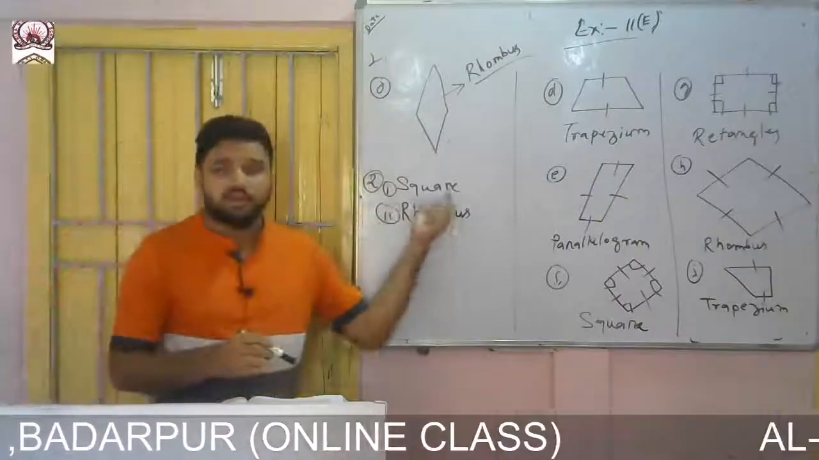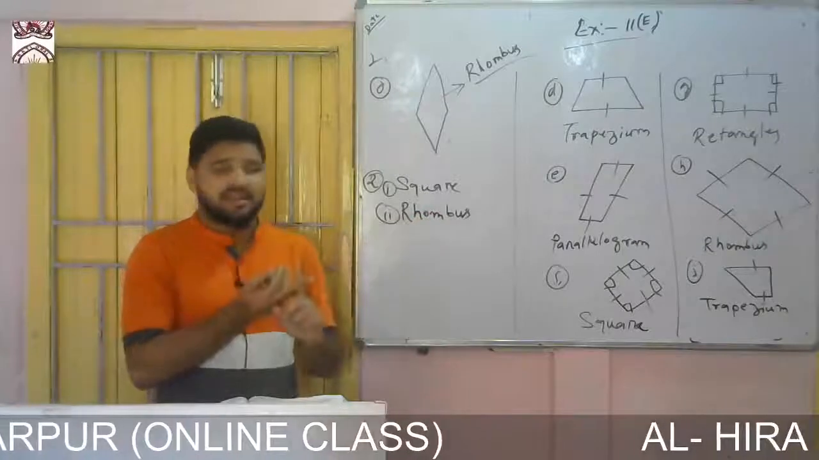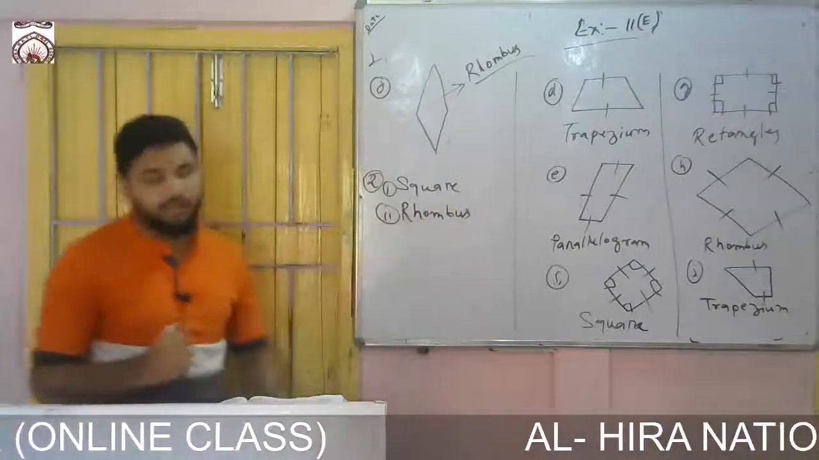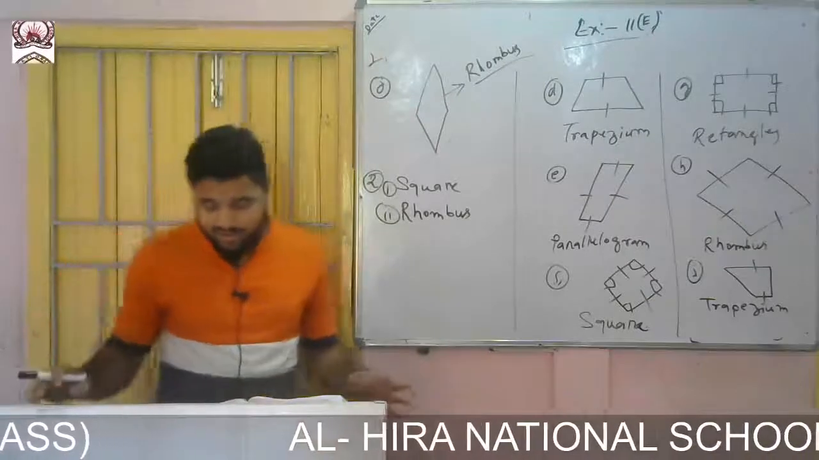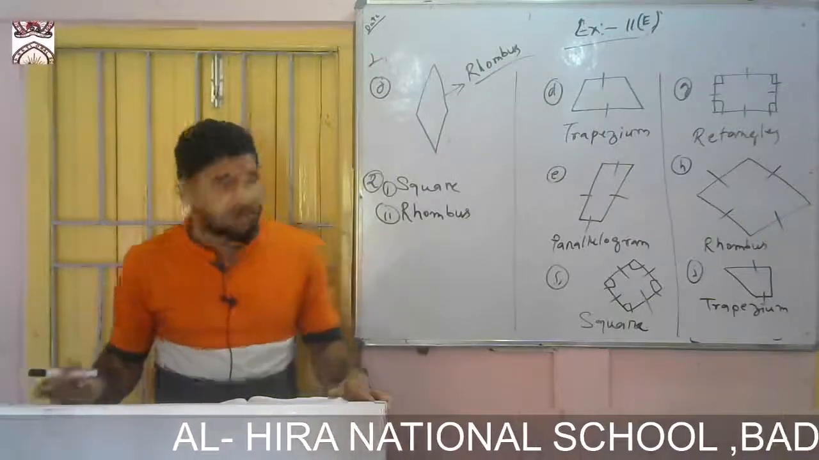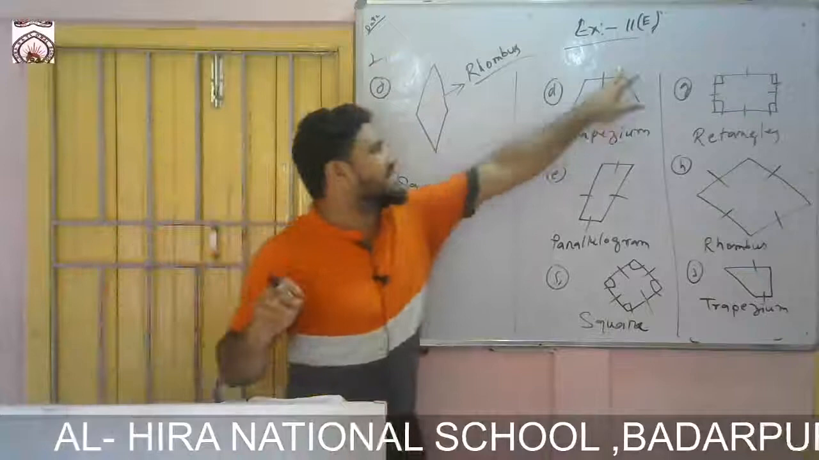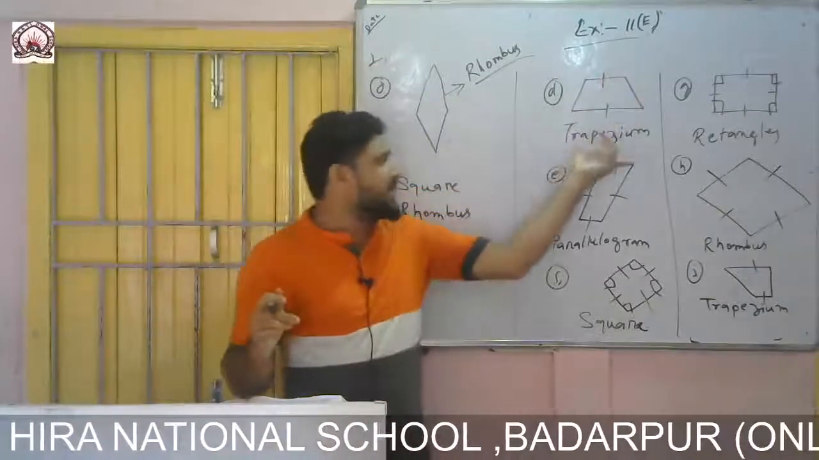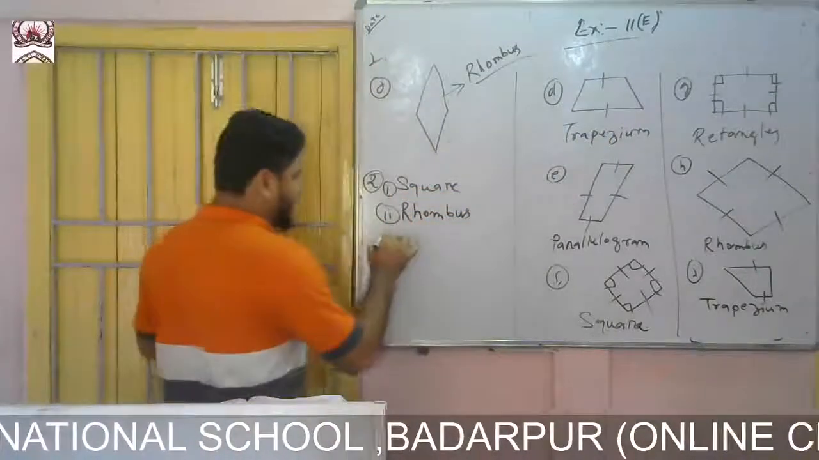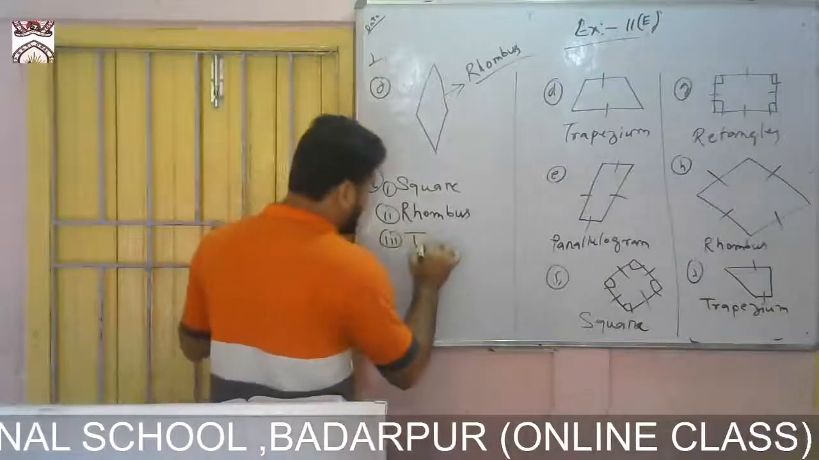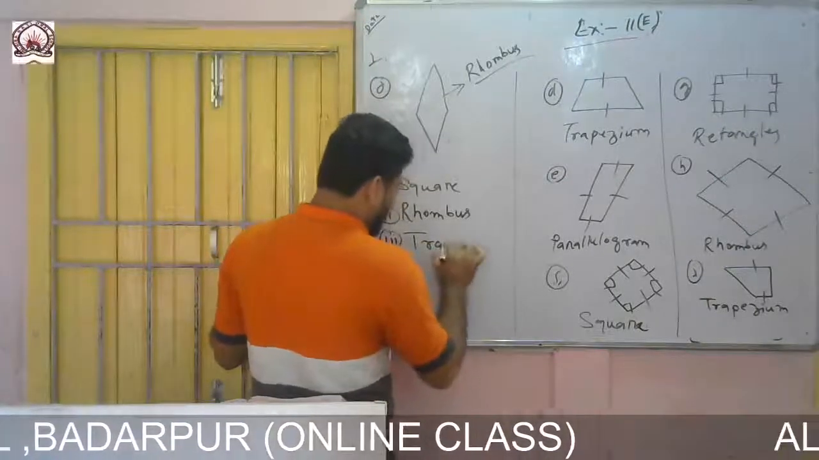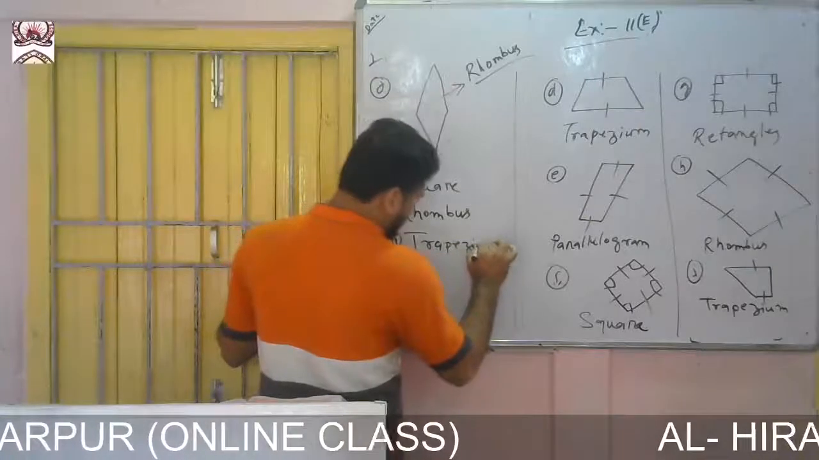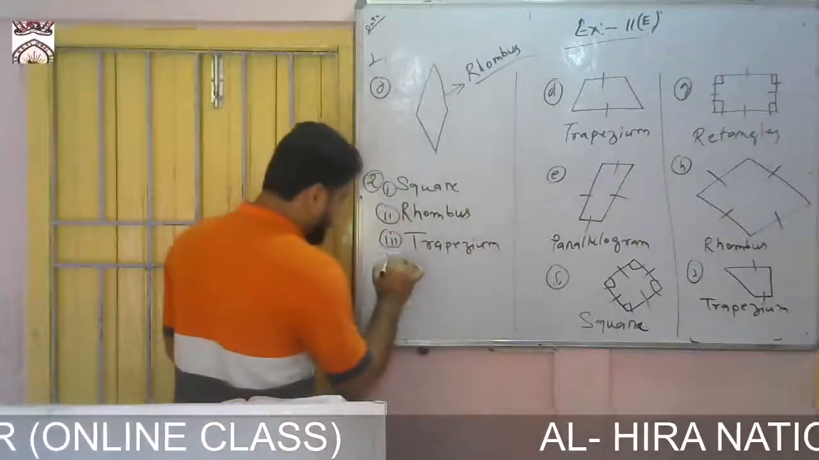Some characteristics of square and rhombus match but not all. So it is a rhombus. Now number 3, a quadrilateral with exactly 2 sides parallel. So we know exactly 2 sides are parallel. It is a trapezium. So number 3 will be trapezium.